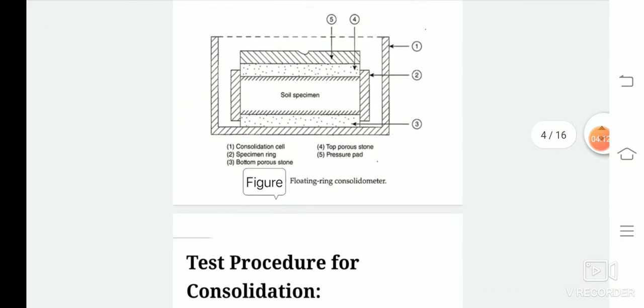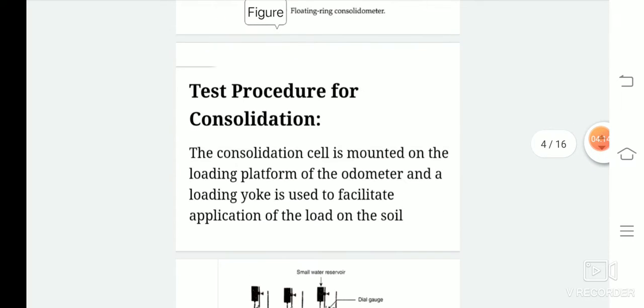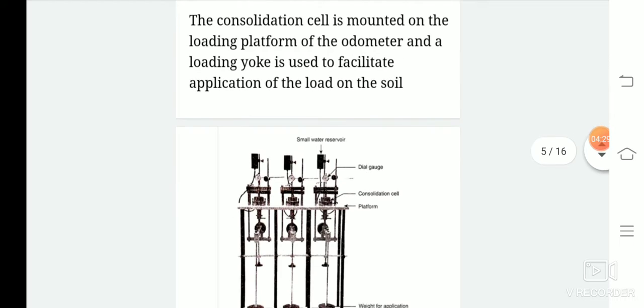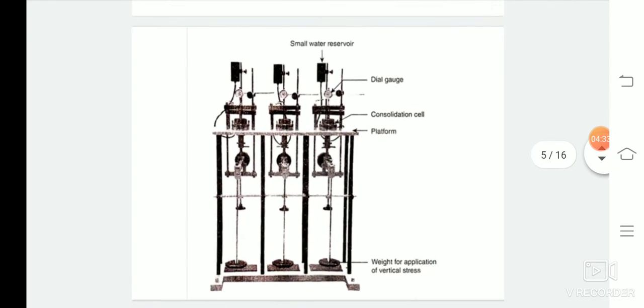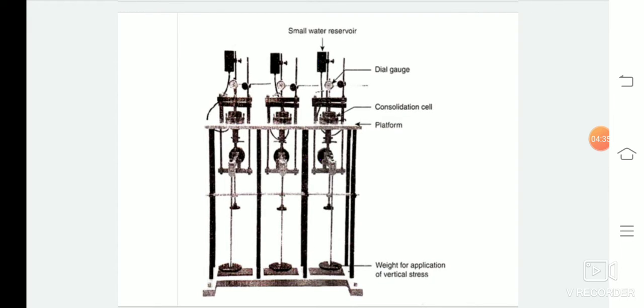So now, how does the test proceed, or how does the test procedure take place? Normally, the consolidation cell is mounted on the loading platform of the odometer, and a loading yoke is used to facilitate the application of the load on the soil. In this figure, you can easily see the consolidation test apparatus. These figures indicate the consolidation test apparatus, where the consolidation cell can be seen, and the platform can be seen.